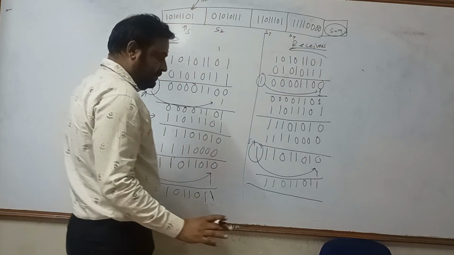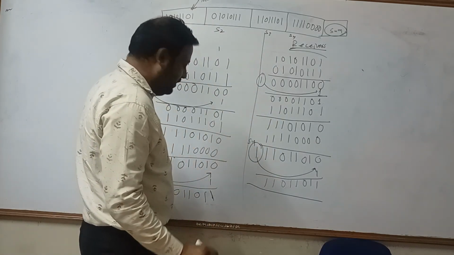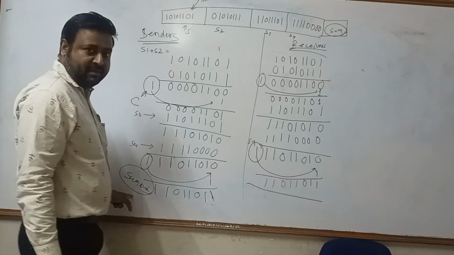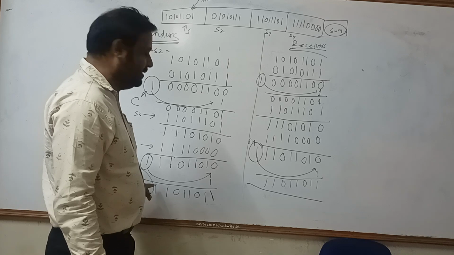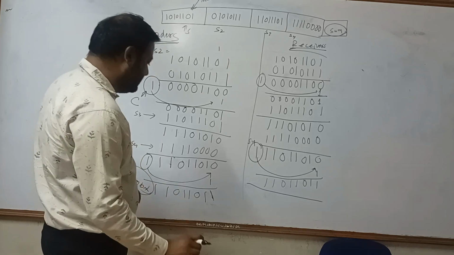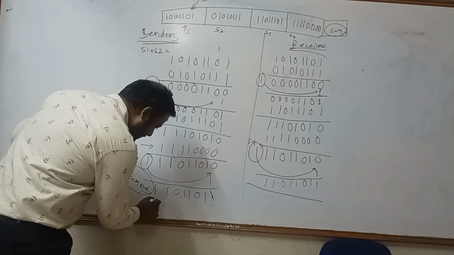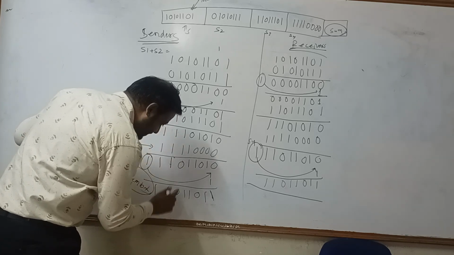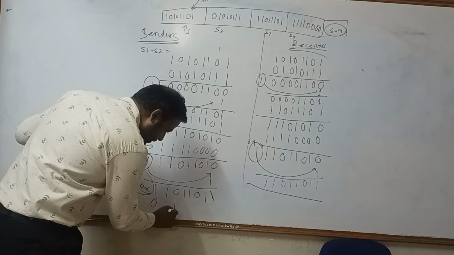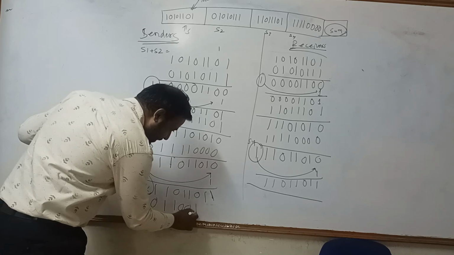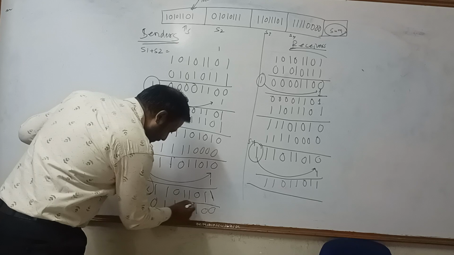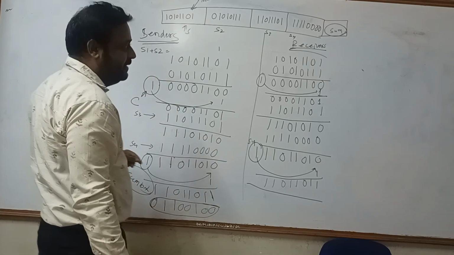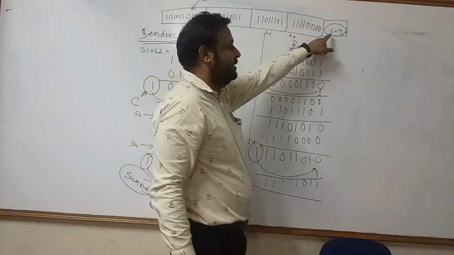Before that we have to find out the ones complement of this sum. The ones complement of this sum. So what will be the ones complement? This is simply the reverse. We change from 0 to 1 or 1 to 0. This will be 0, 0, 1, 0, 0. So this is the checksum bit which is to be added here.